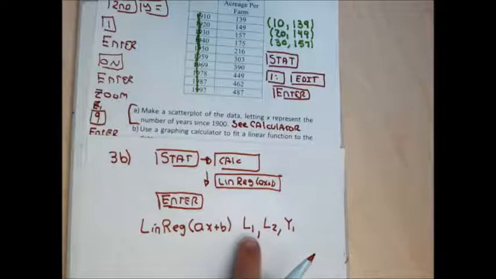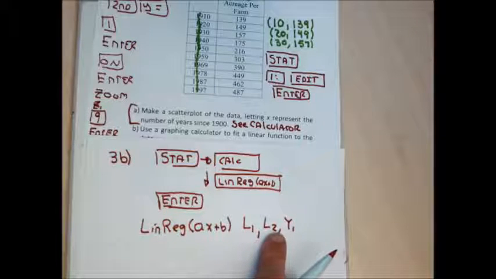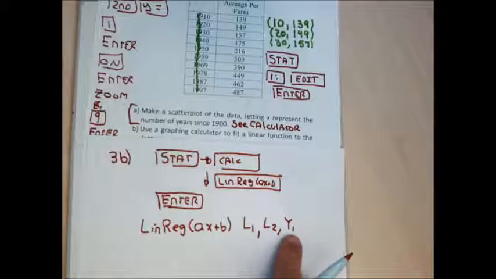What it's going to do is it wants to know where you put your x values. I put my x values in list 1. It wants to know where I put my y values. I put my y values in list 2. And it wants me to tell it where to put that equation in terms of graphing that equation. I'm going to put it in y1.